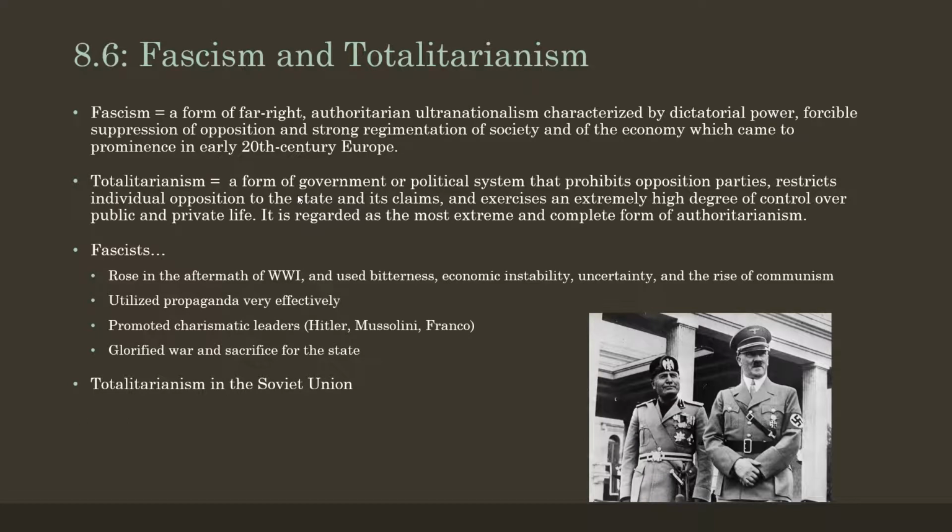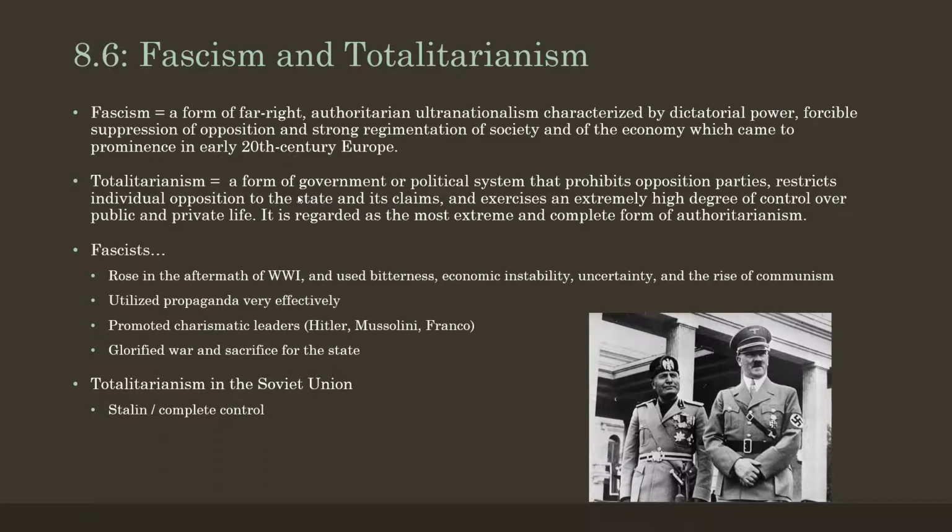The key things for you to know with fascism is really, it's like 1920 to 1945. It's Italy, Germany, and Spain primarily. There are other examples of it, but those are the big three. And it's far right, authoritarian, and ultranationalist. That's the big stuff. I think if you know that, you're going to be set up well for the exam.